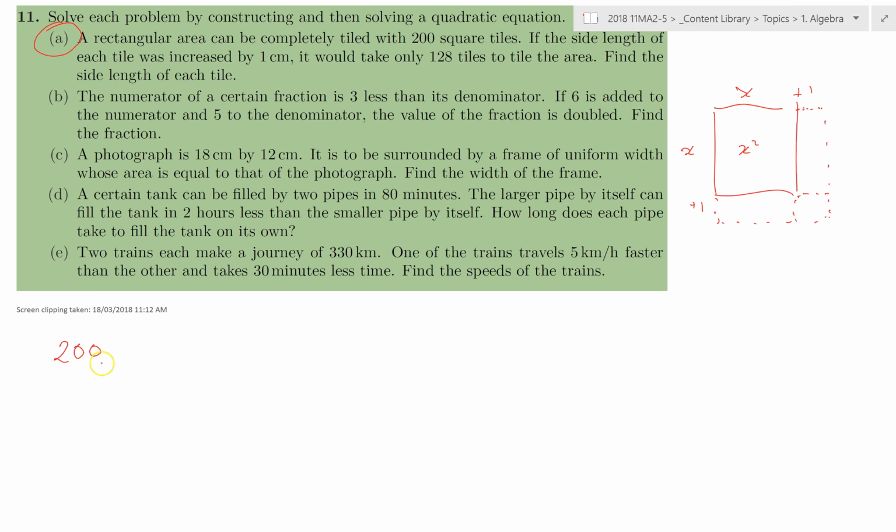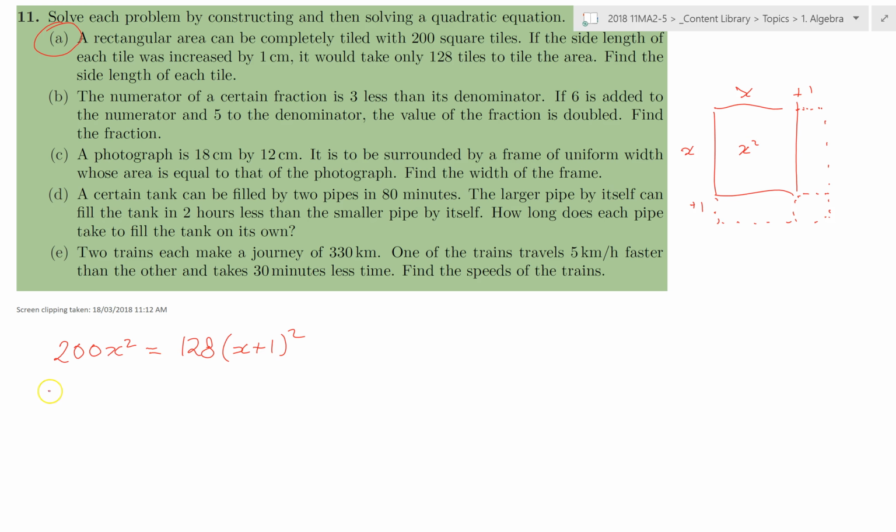So, I know that. Let's write these things down. 200x squared. My original tile side is going to be x. 200x squared is the area of the place that I'm tiling. And that's also equal to 128 of x plus 1, all squared. Okay, 200 of my small tiles equals 128 of my bigger tiles.